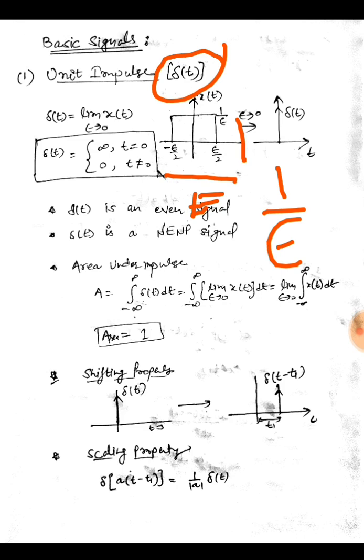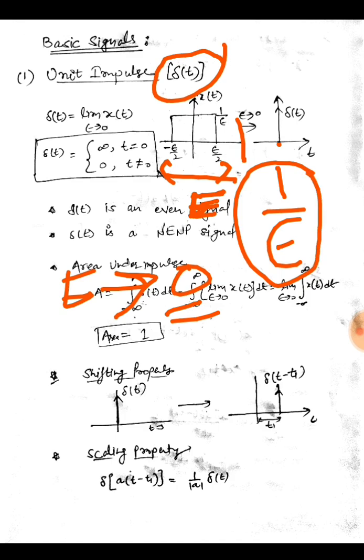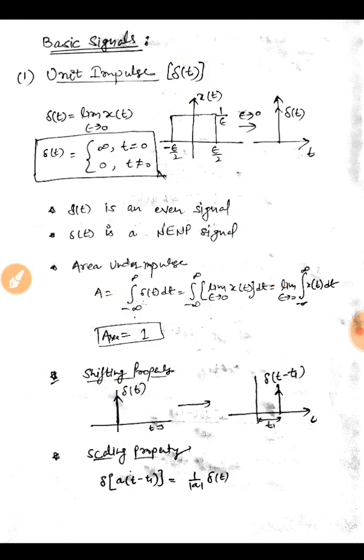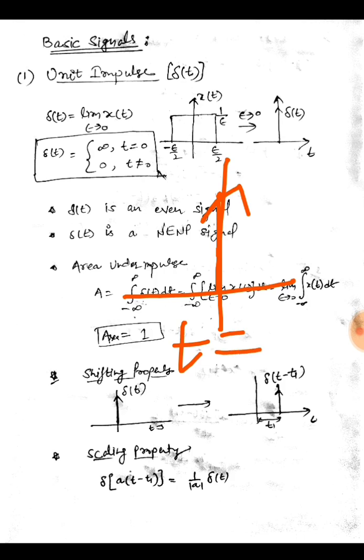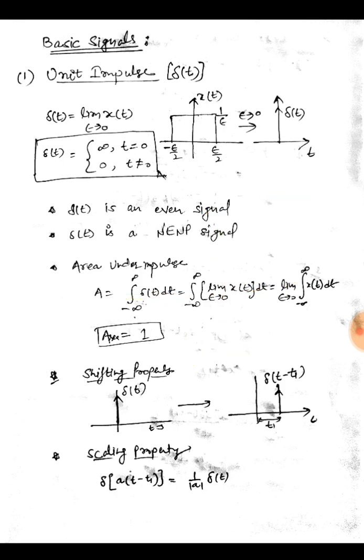If in this signal x(t) I make e tend to 0, then the width of the signal, that is this e width, would reduce to 0, and the amplitude, that is 1 by e, if I put 0, would tend to infinity. So the signal I get now is an impulse signal. I am getting an impulse at time t equal to 0 of amplitude infinite and width 0. This is how this function can be converted into an impulse function.